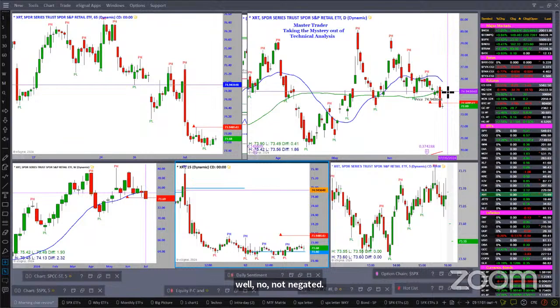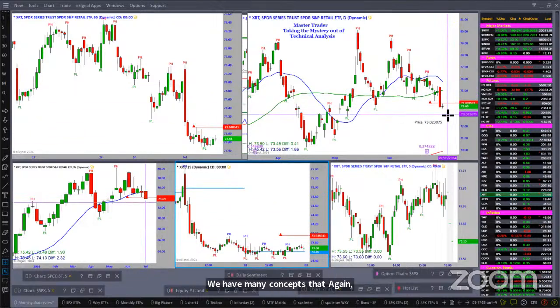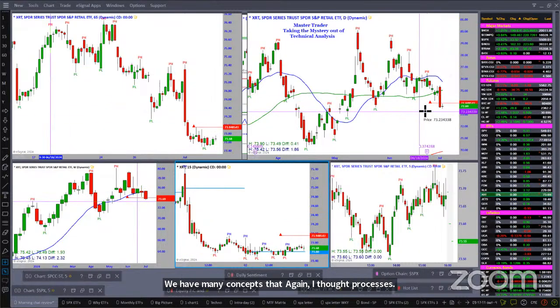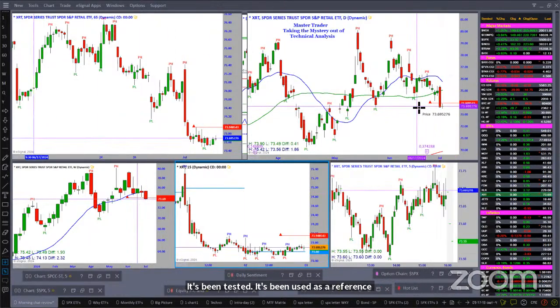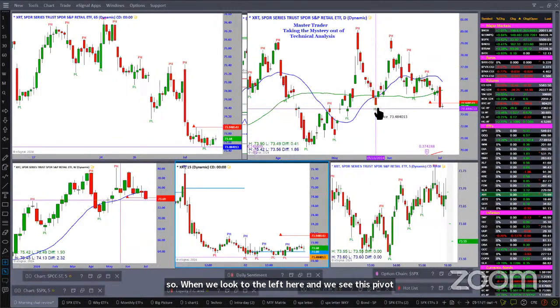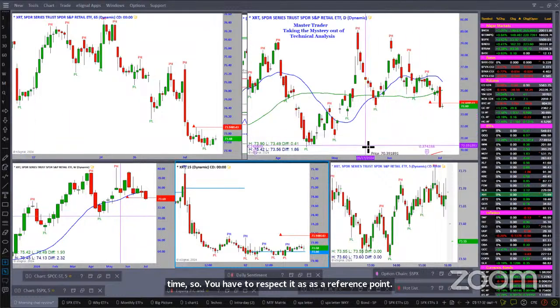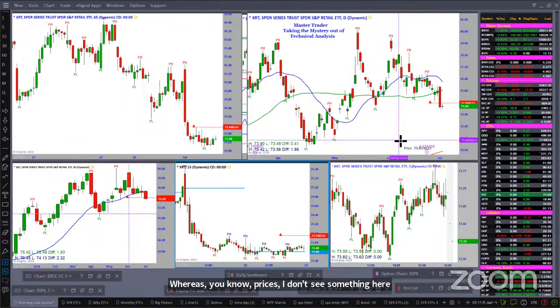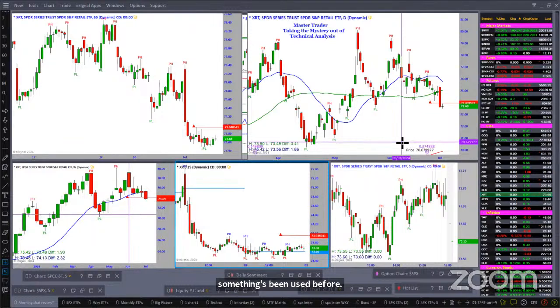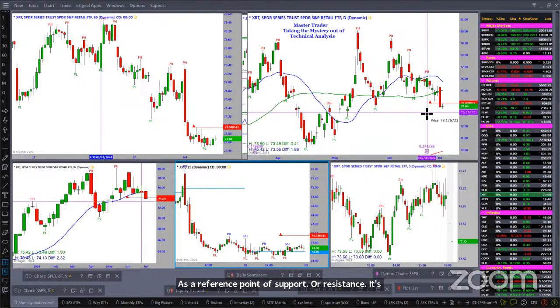So, Robert, remember, I don't know if you've taken the course, we have many concepts that are thought processes. If prices have traded above and below an area, it's been tested, it's been used as a reference point. So when we look to the left here and we see this pivot, this is only being tested for the first time. So you have to respect it as a reference point. Whereas if something's been used before as a reference point of support or resistance, it's lost some of its potency as a reference point. It doesn't mean prices can't stop at that point.